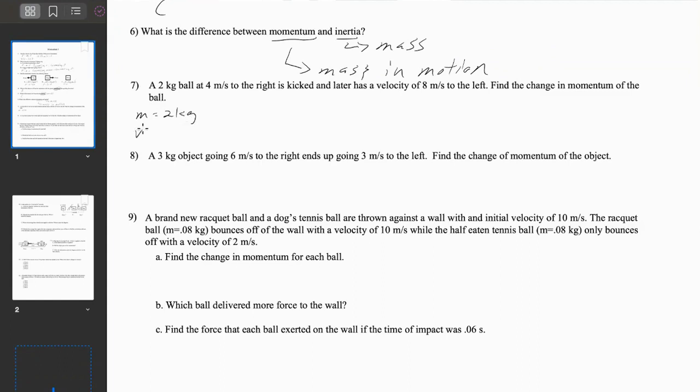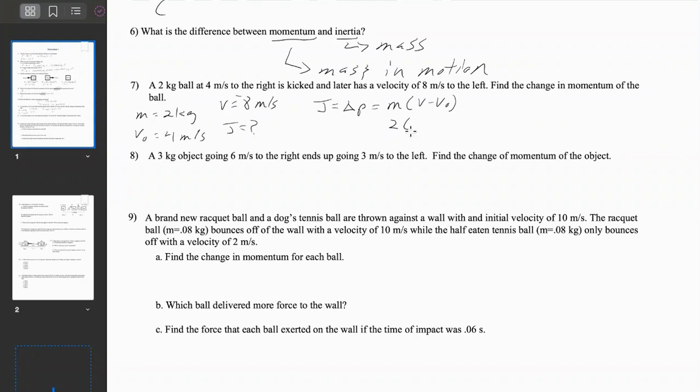In this case, we have a mass of 2 kilograms, V naught or initial velocity at 4 meters per second to the right, so positive. It's kicked and later has a velocity of 8 meters per second to the left, so we'll say negative 8 meters per second. We want to find the change in momentum. Well, we don't have force or time, so we're not going to use force times time, but we know impulse is equal to change in momentum, which is mass times the change in velocity.